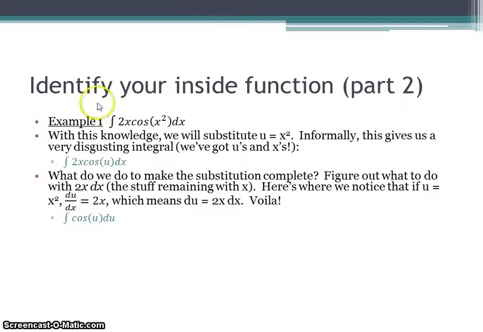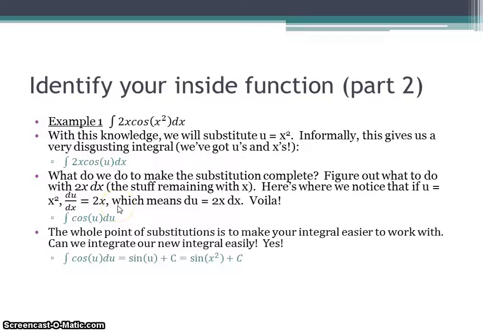We've got cosine of u, that was our first step, and then we've got a du, which takes care of the 2x dx. The whole point of substitution is to make your integral easier to work with. You can ask yourself, can we integrate our new integral easily? If you can't, then your substitution hasn't done you any good. In this case, the answer is yes. The integral of cosine of u du would just be sine of u plus c. We can substitute that u back in and get sine of x squared plus c.